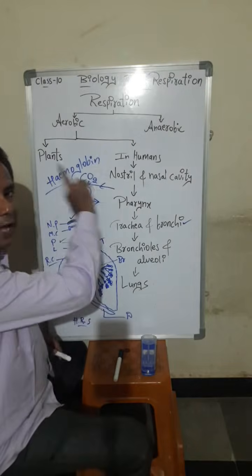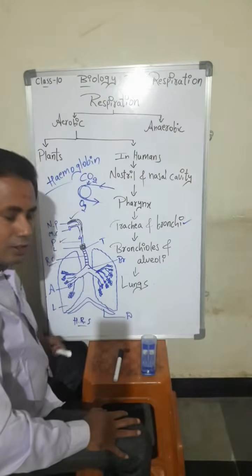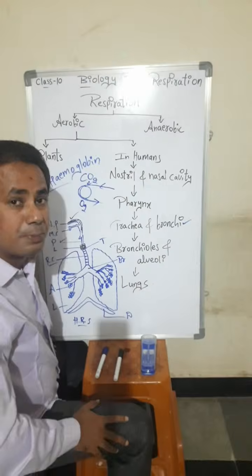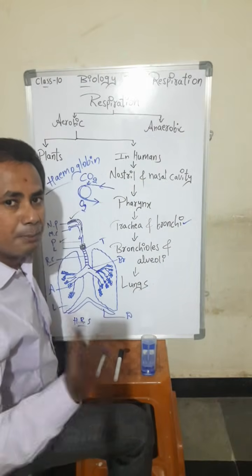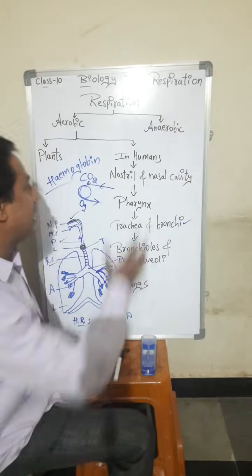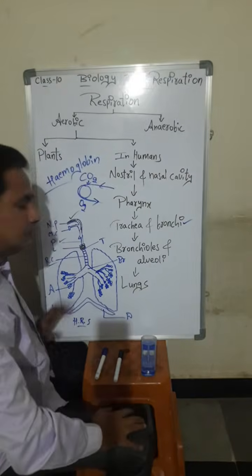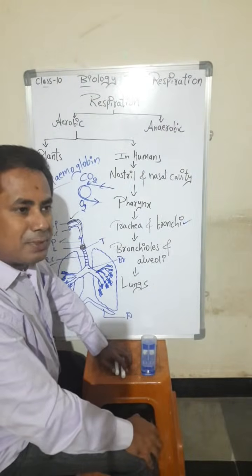There are two types: aerobic respiration and anaerobic respiration. If you are seeing this video, you have to watch a previous video. In that previous video, I have discussed the breakdown of glucose by various pathways, three pathways: anaerobic respiration and aerobic respiration. So this is the mechanism of how it happens.